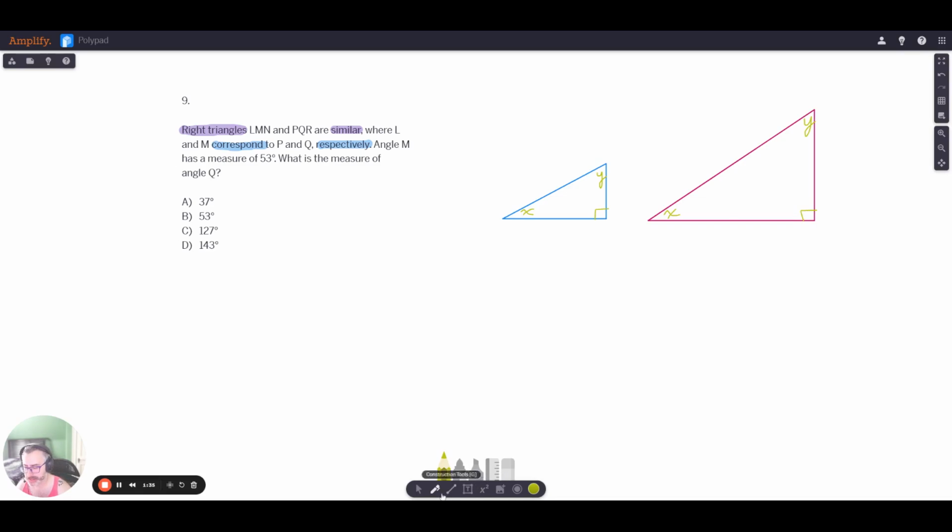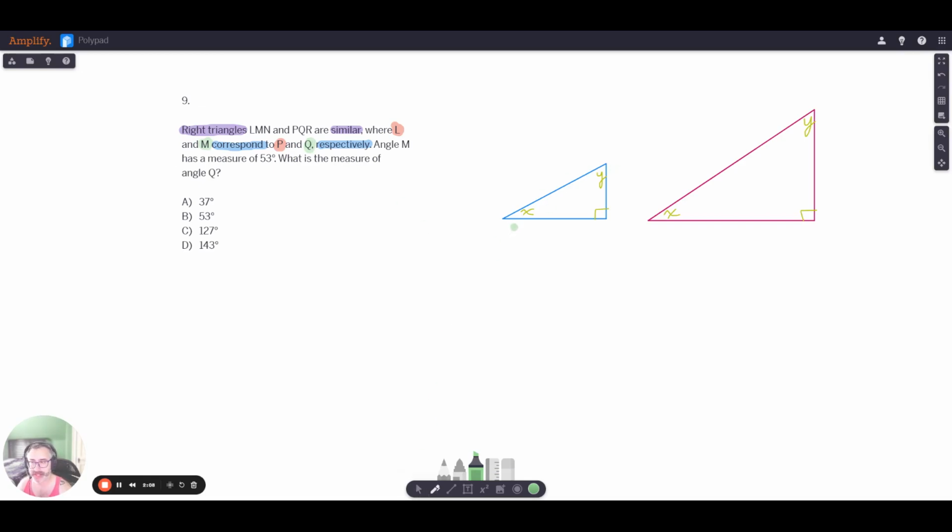All right, let's see what else we can do to label these figures. So we know that they're similar, and we know that L and M correspond to P and Q respectively. Correspond to, match with, respectively, in that order. So we can therefore understand that L matches with P and M matches with Q.